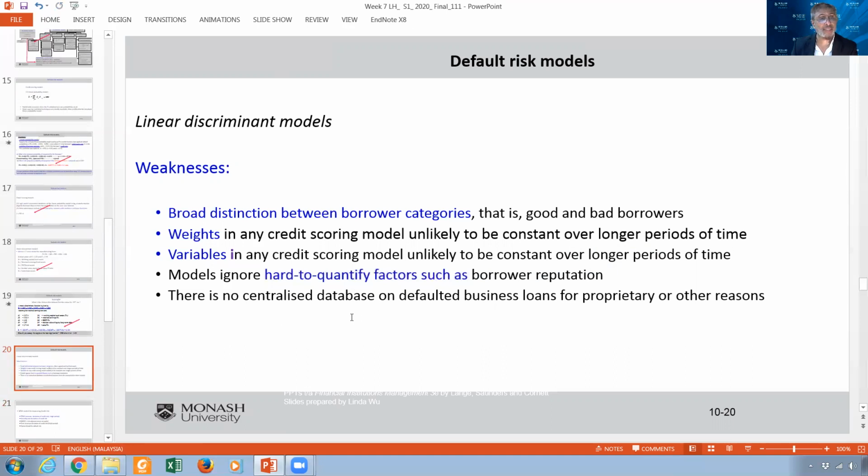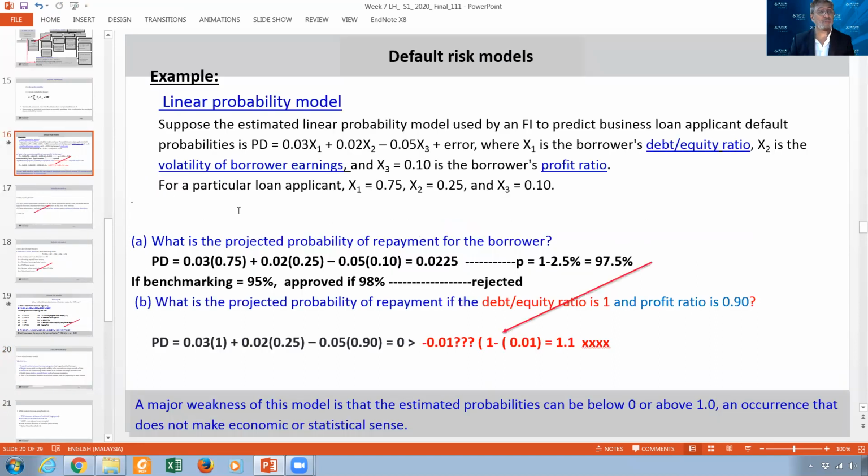There is no centralized database on defaulted business loans, for proprietary or other reasons. So if you want to develop this model, you need a database. And when you need a database, you need to run regressions. And when you run regressions, you come up with the coefficients for X1, X2, X3. The regressions look for the defaulted loans, so you have to have data.